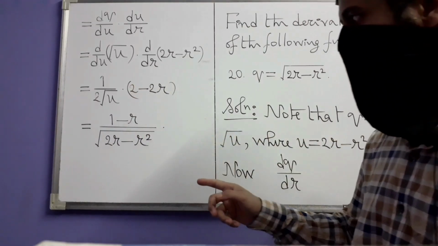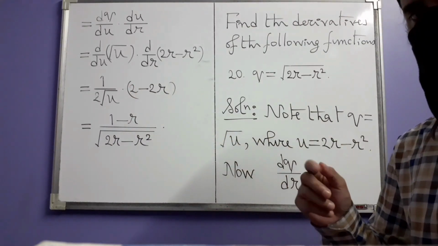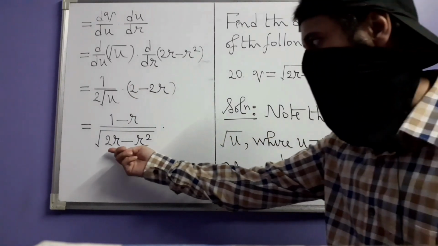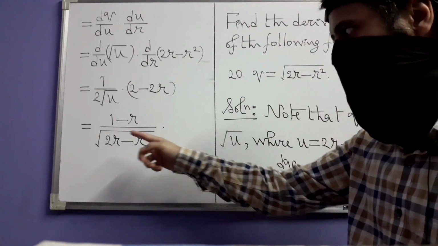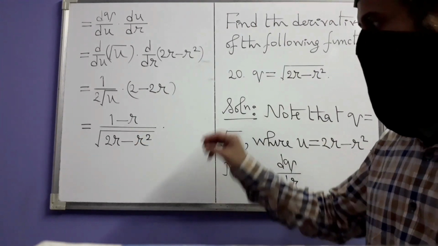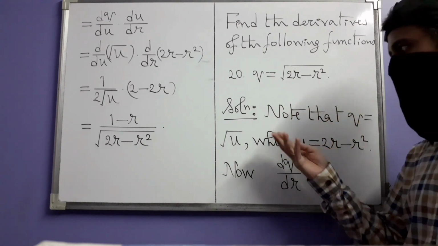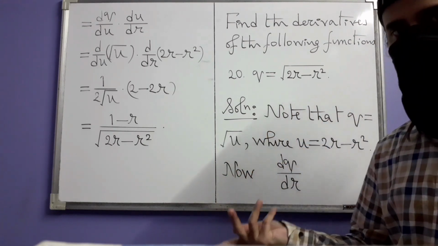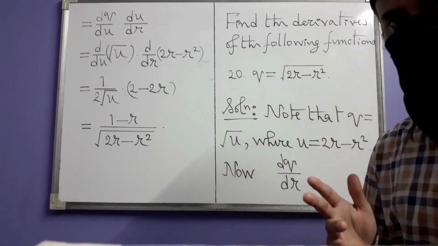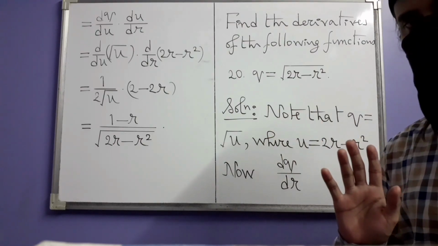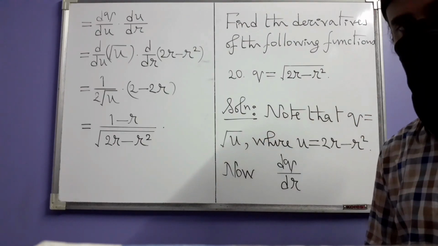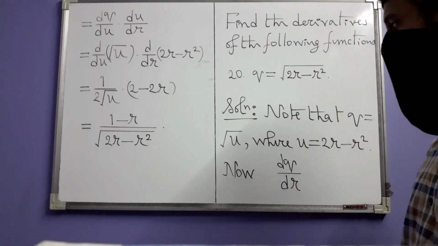root of u. But remembering that we have to write what u is, so we write 2r minus r square under the radical sign. So this is your derivative of q with respect to r, using this technique. And now we are going to see an alternate solution where we won't do these things. We will straight away do the calculation. Let us see how that goes.